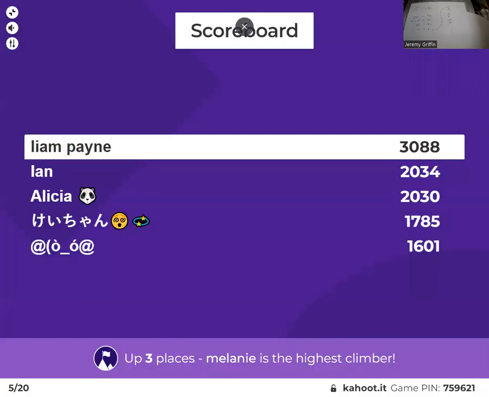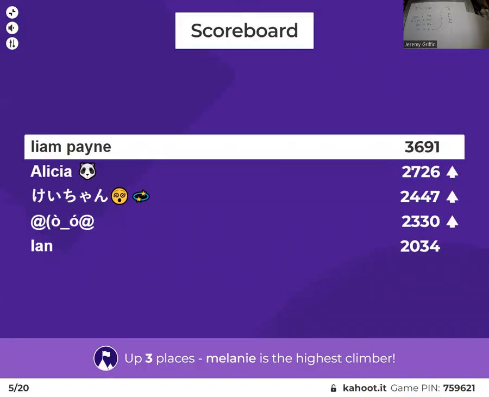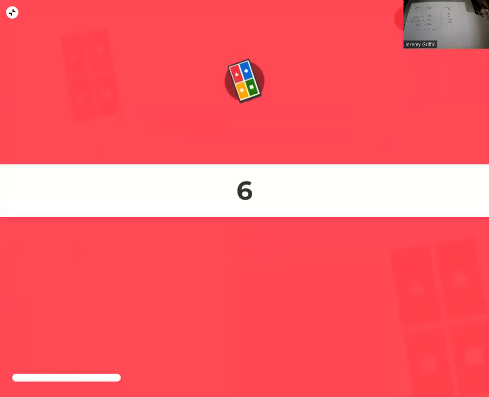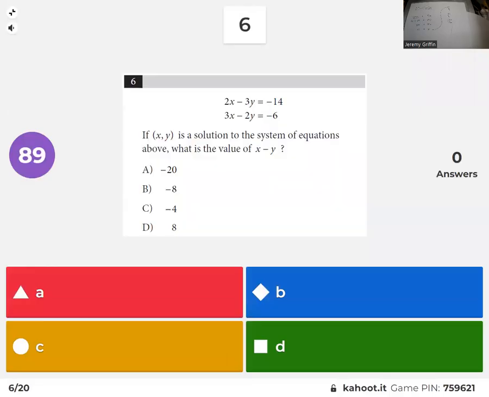Share screen through. System of equations. Oh, there you go. What is x minus y?